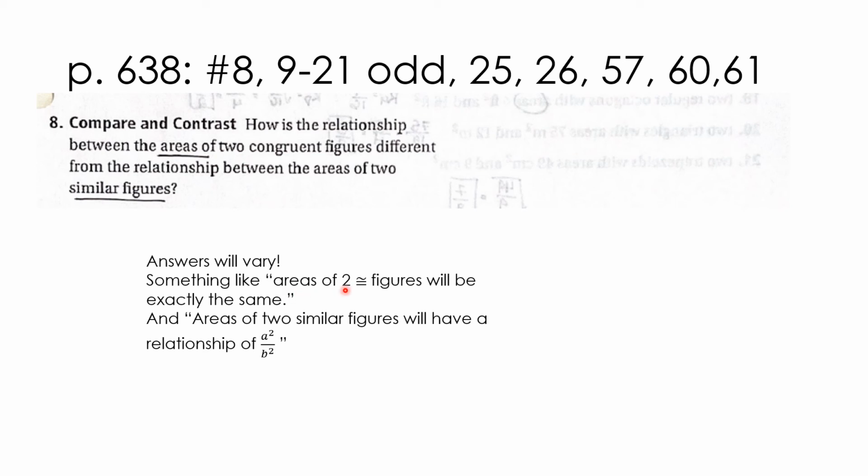You might say something like the areas of two congruent figures are going to be exactly the same, while the areas of two similar figures are going to have a relationship of a squared to b squared, or something like that. Maybe you want to make a t-chart, maybe you want to make a Venn diagram. You can do anything to describe what's going on with these relationships here.